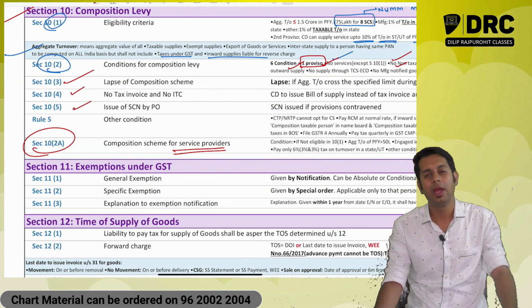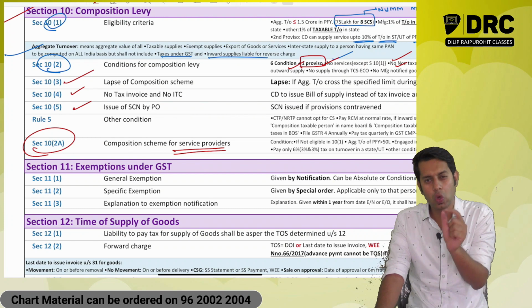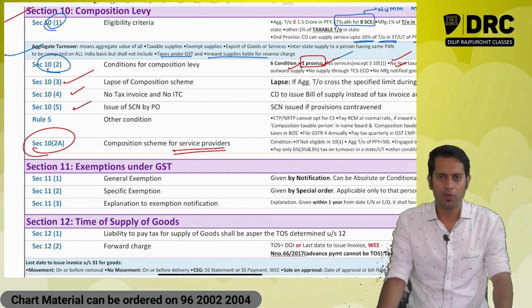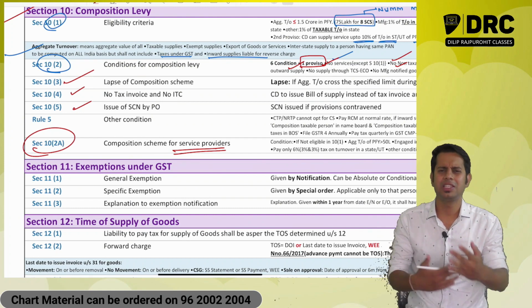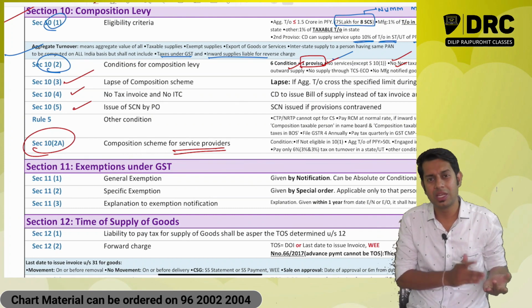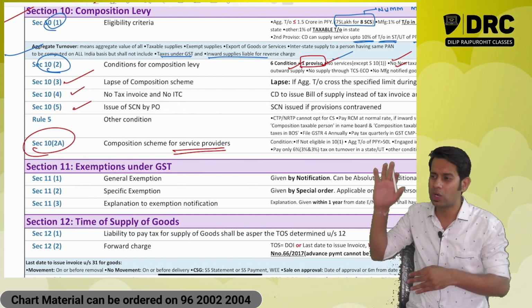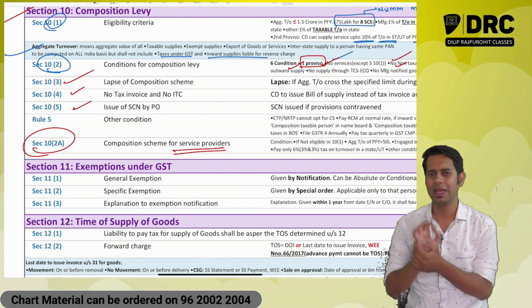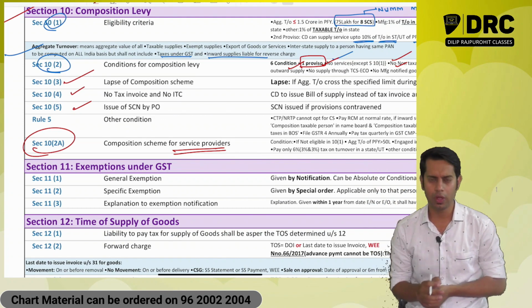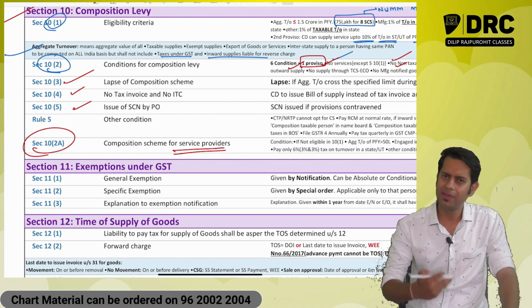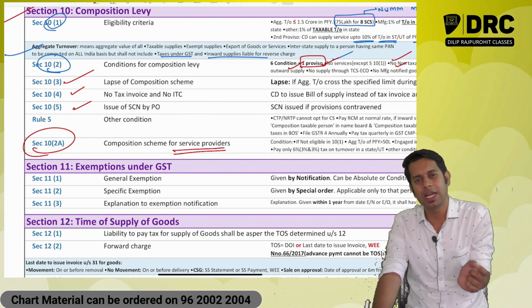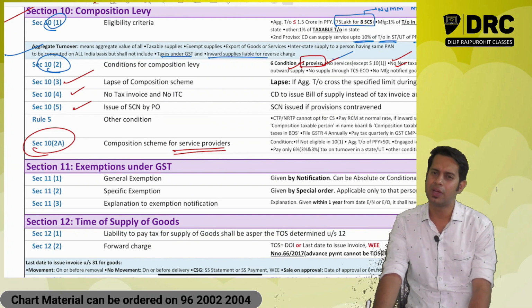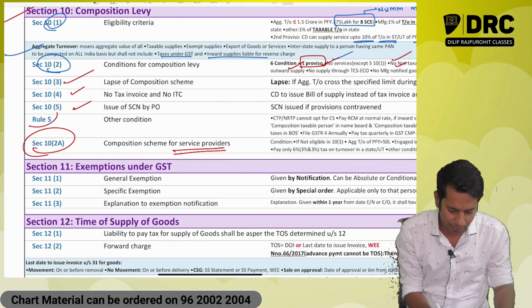Section 10 subsection 5: a show cause notice will be issued by the proper officer if you are contravening the provisions of section 10. Meaning, if a registered person has opted for the composition scheme though he is not eligible, or he has contravened any of the provisions of section 10, then a show cause notice will be issued to him. He will have to reply to that notice. If the reply is satisfactory, very good. If the reply is not satisfactory, then provisions of section 73 and 74 will also be made applicable.